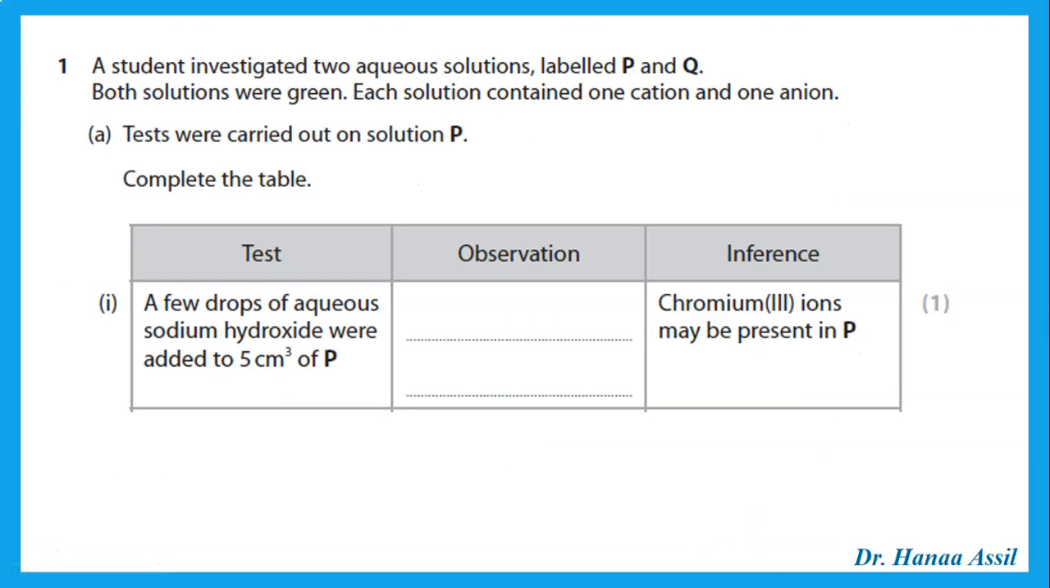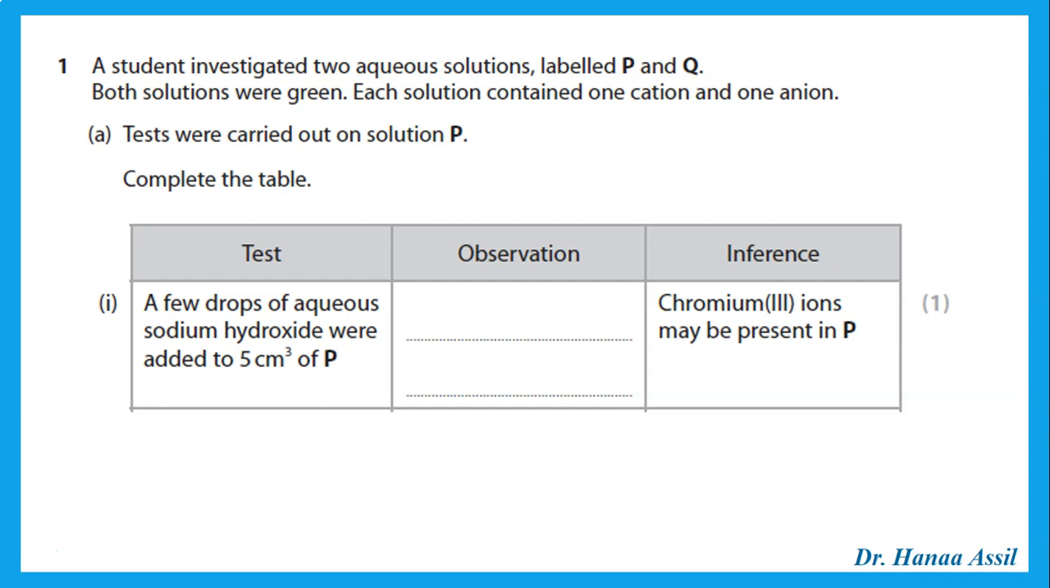So the first question here was, a student investigated two aqueous solutions labeled P and Q. Both solutions were green. Each solution contained one cation and one anion. Tests were carried out on solution P. Of course, when he tells you that the solution was green, that immediately gives you an idea that we either have chromium ions or iron 2 ions.